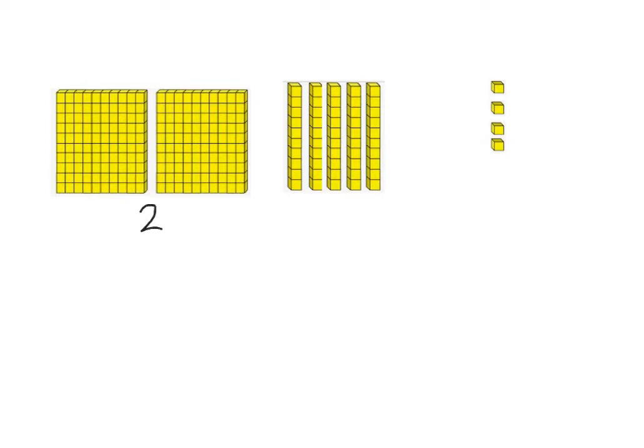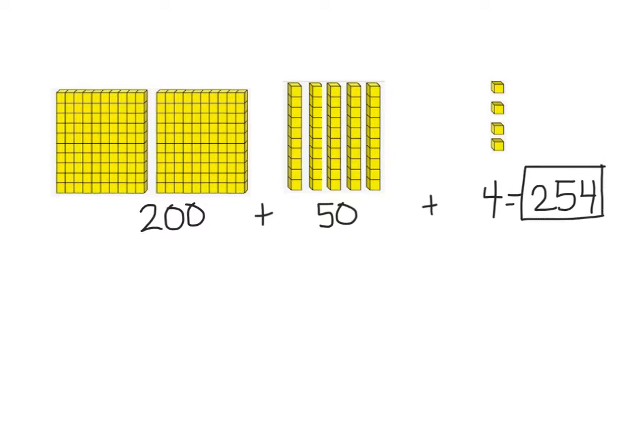So we have 200 plus 50 plus 4 equals 254. Notice our hundreds are a square because they are 10 rows of 10 each.